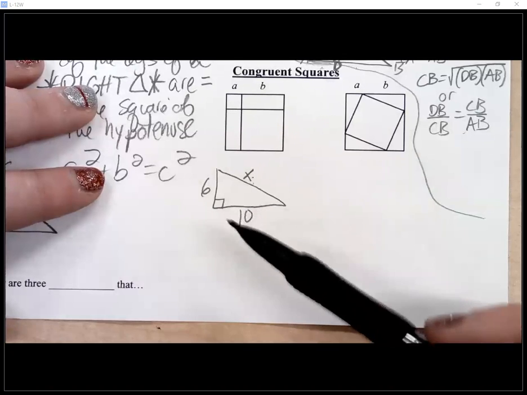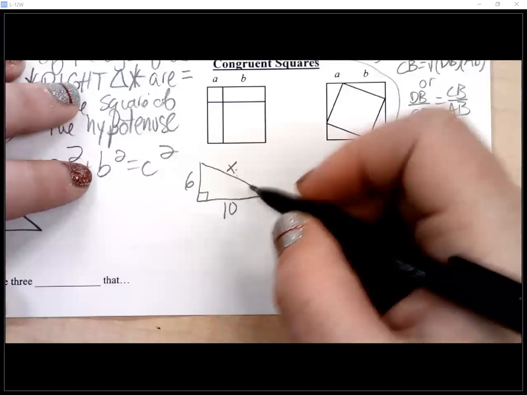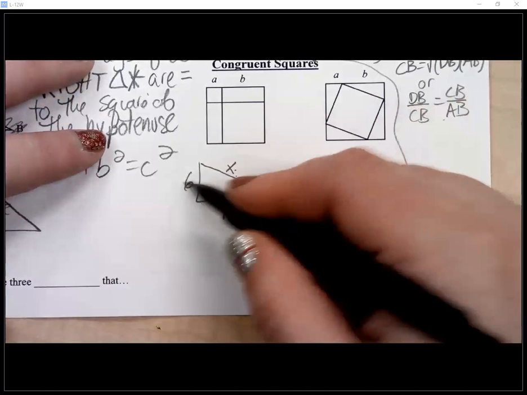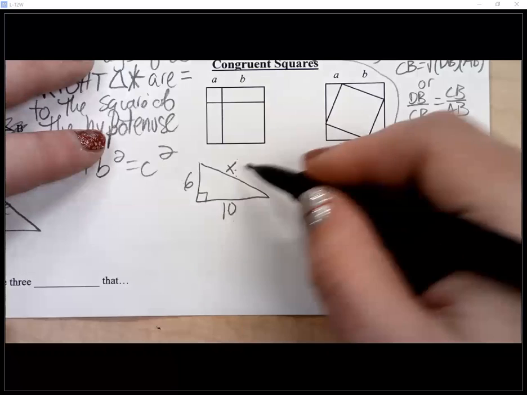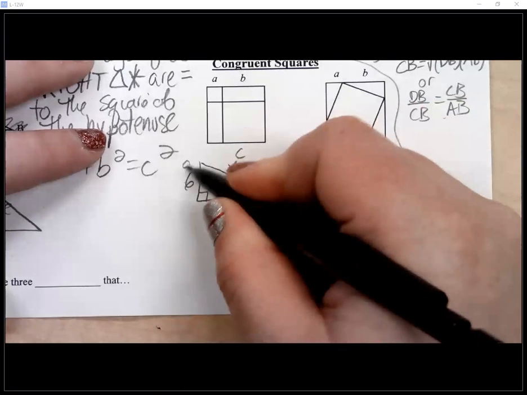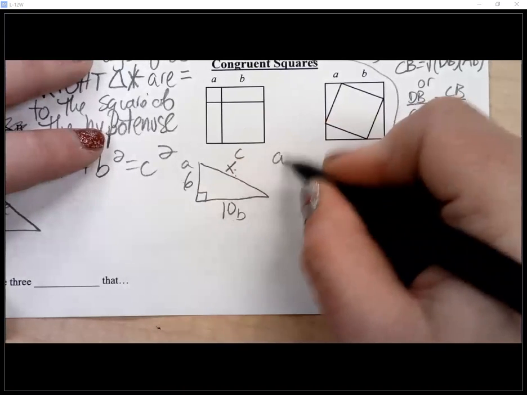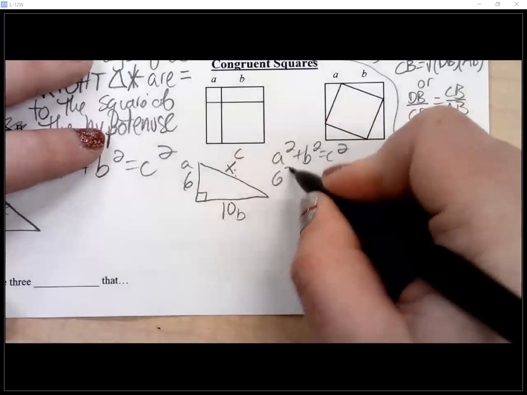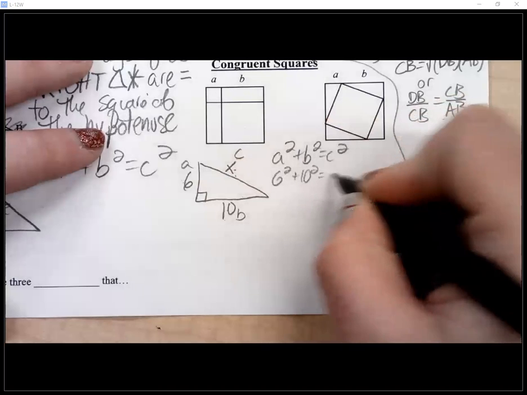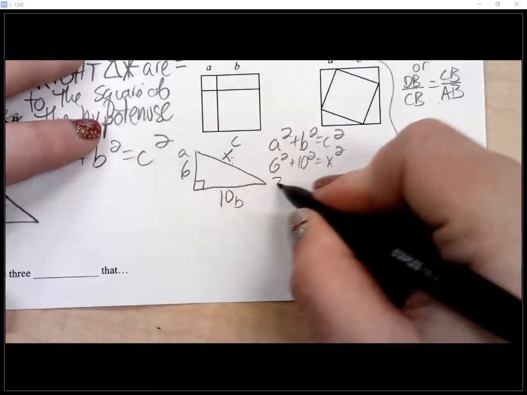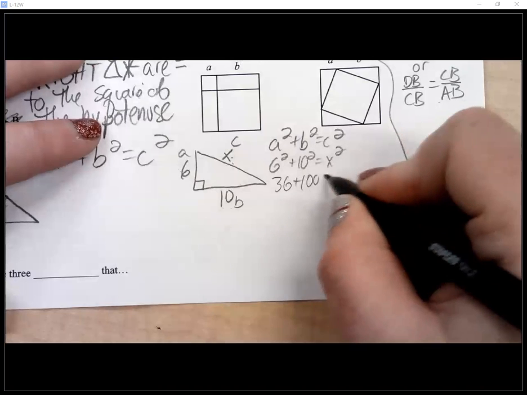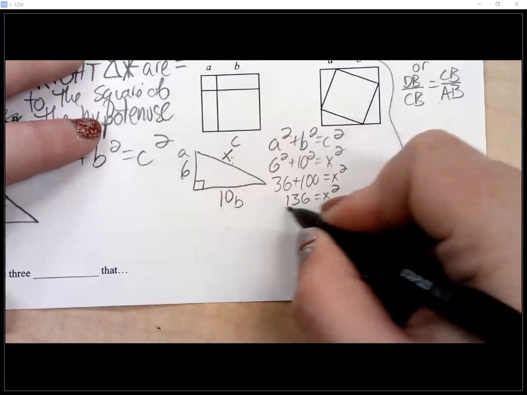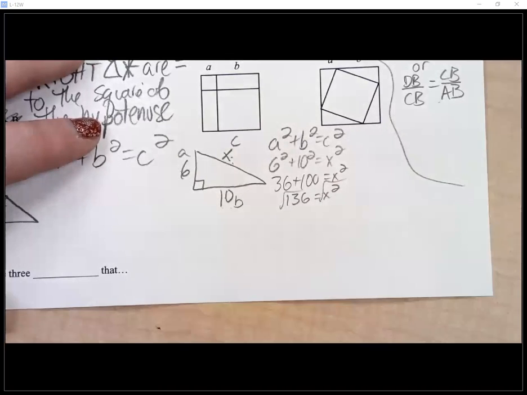Okay, so when I go to solve this, which of these 3 sides is C? The one that's marked X. A and B don't matter. So if you're gonna do the Pythagorean theorem with this, I would do 6 squared plus 10 squared equals X squared, and then I just solve. I just do the math. 36 plus 100. So I just want the square root of 136, whatever that simplifies to be.